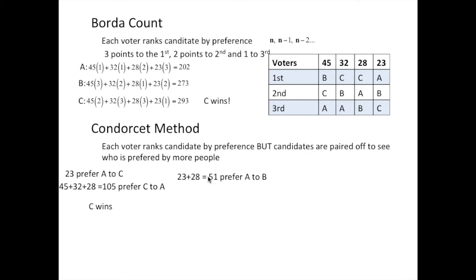So 23 plus 28 is 51 people prefer A to B. But who prefers B? 45 and 32, which is 77. So more people prefer B than prefer A. So here B wins. Let's look at B and C.